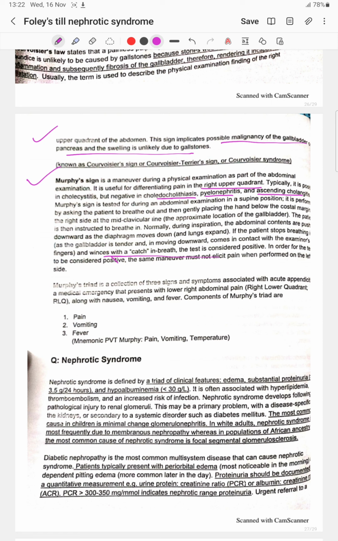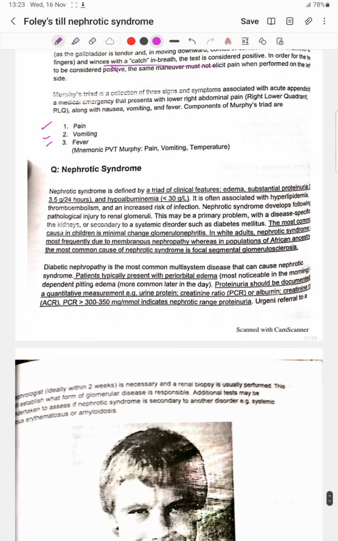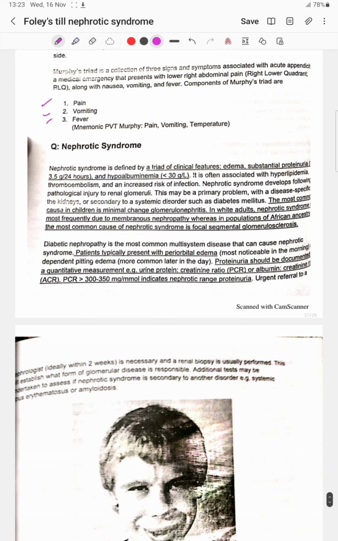Murphy's triad is a collection of three signs and symptoms associated with acute appendicitis, a medical emergency that presents with lower right abdominal pain, right lower quadrant pain, along with nausea, vomiting, and fever. Components of the Murphy triad include pain, vomiting, and fever. The mnemonic is PVT Murphy: the pain, vomiting, and temperature.